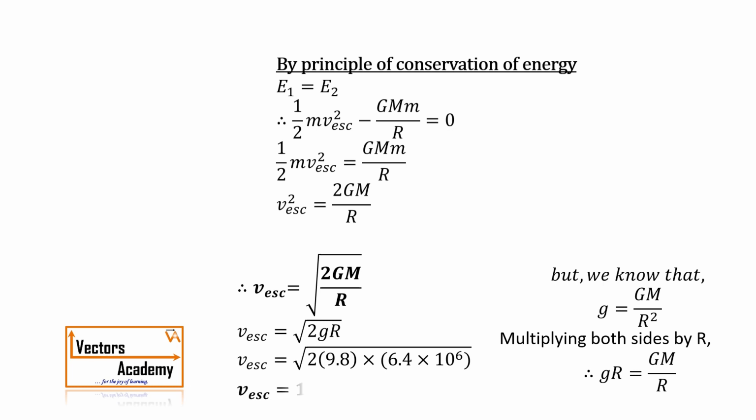Hence, substituting these values, I'll get the escape velocity as 11.2 km per second. So, if we need any object to go into space outside the boundaries of the gravitational influence of the Earth, we have to throw that object at a speed of 11.2 km per second. So the rockets or space shuttles which need to go into space need to be at this velocity in order to escape the gravitational influence of the Earth.